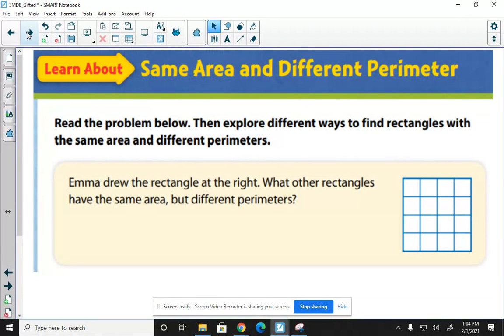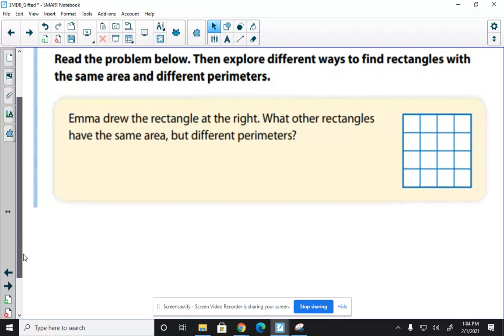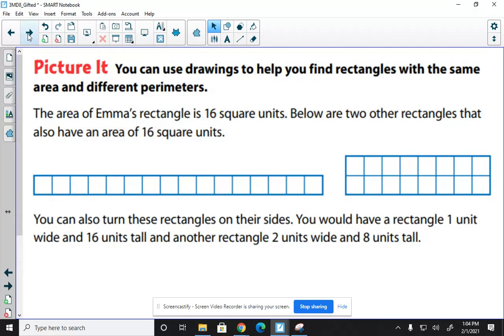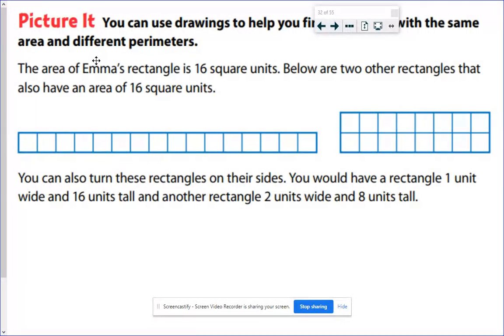Today's lesson is about finding the same area and different perimeter. Emma drew the rectangle at the right. What other rectangles have the same area, the same space inside, but different perimeters? We can use a drawing to help us find the rectangles with the same area but different perimeters. So these are some others that we looked at. The area of Emma's rectangle is 16 square units. These pictures below are 2 other rectangles that also have an area of 16 square units, so the amount of space inside.